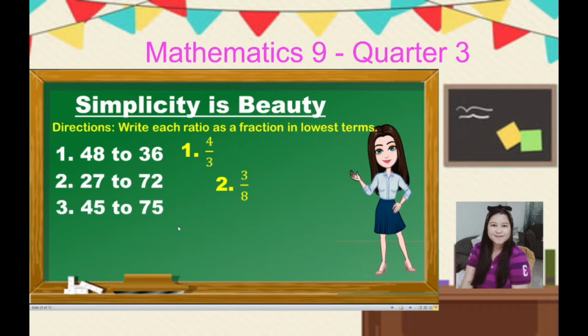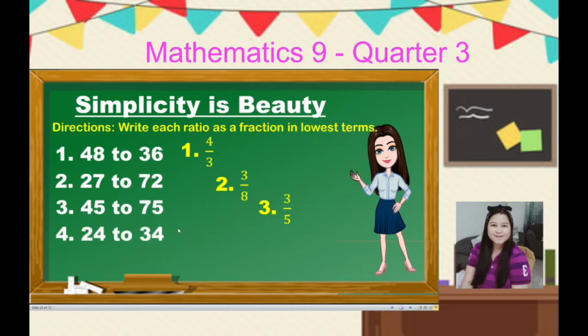Number 3, 45/75. So, pwede siyang isulat as 45/75. So, ano po ang kanyang lowest term? So, that will be 3/5. Saan po natin i-divide? Dinivide po natin parehas sa 15.